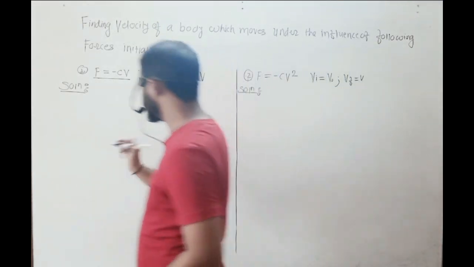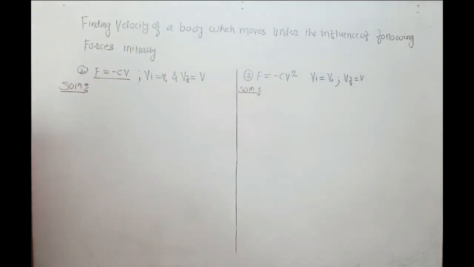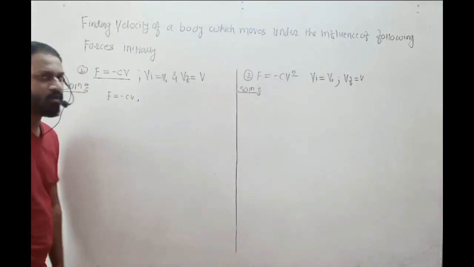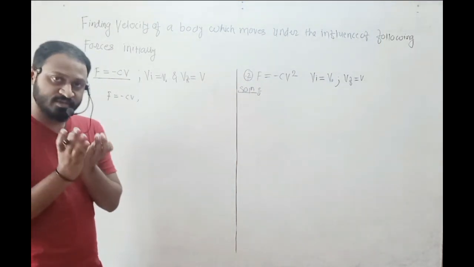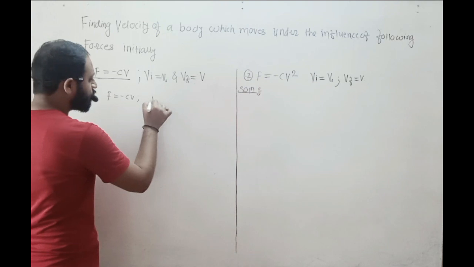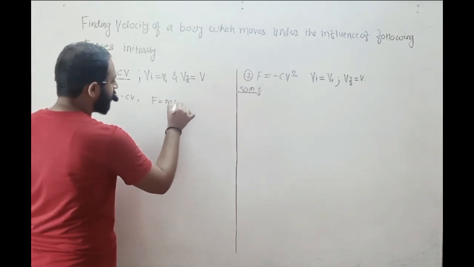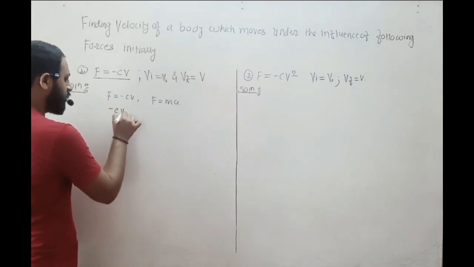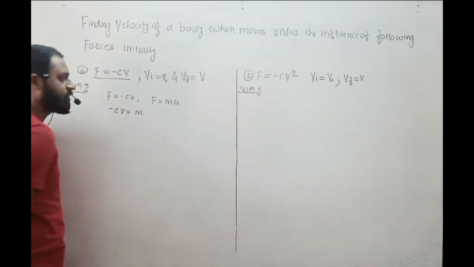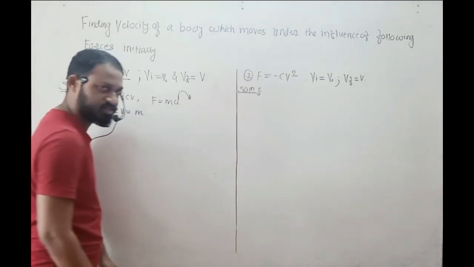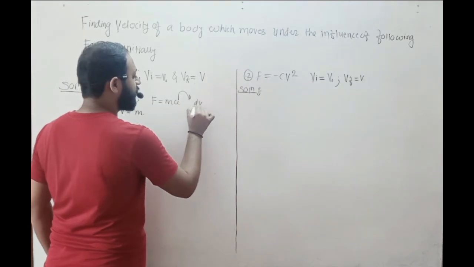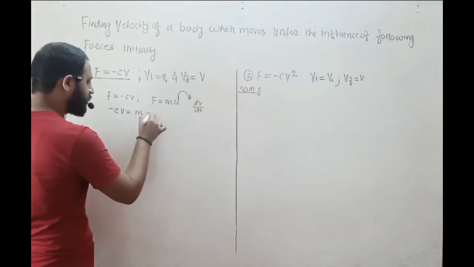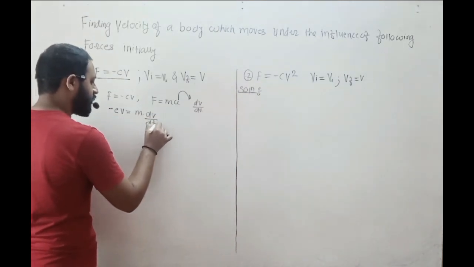Now see the first example, F equals minus cv. We have to compare this force with Newton's second law, that is F equals m into acceleration. Compare it: minus cv equals m into acceleration. But in place of acceleration, you can write dv by dt as we did in the last lecture. Therefore, minus cv equals m dv by dt.